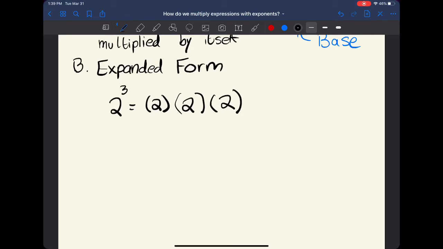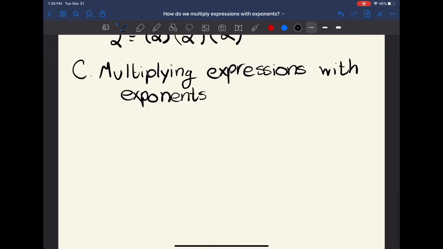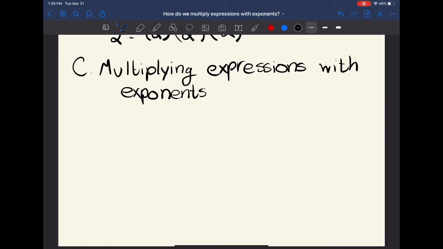What happens if I try to multiply things like this? We can use expanded form to figure that out. So let's try to multiply these expressions. I have x to the 6th, and I have x to the 2nd.